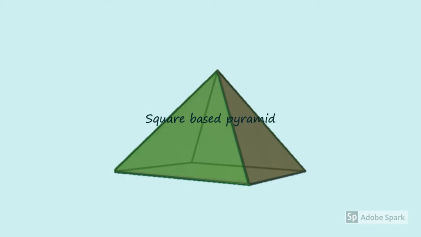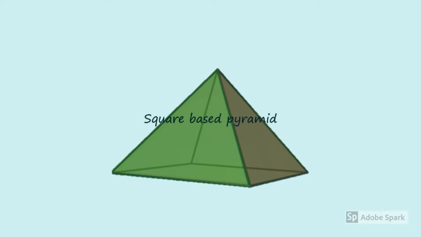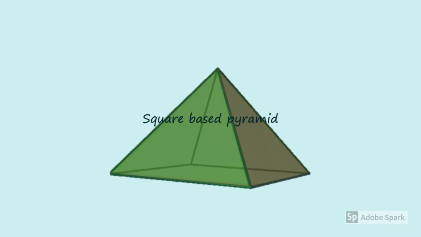This is a square base pyramid. It has 5 faces. 4 side faces that's right, triangles. The base is a square. How many vertices or corner points would it have? Let's count them. 1, 2, 3, 4, and 5. And it has 8 edges.